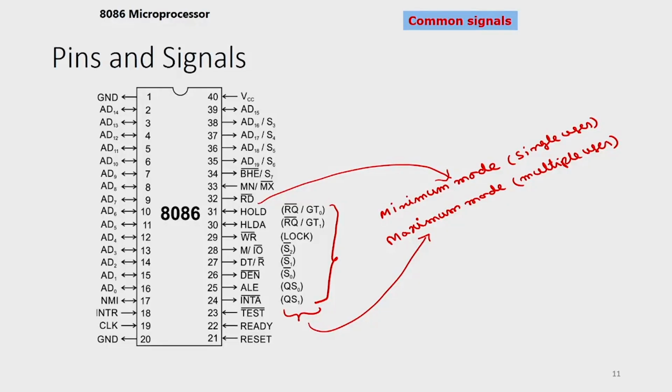For the functions of each pin, most of the signals we have already discussed, like NMI, INTR, reset, hold acknowledge. Whichever signals we have missed, we will discuss in the next class. After that we will go to the instructions of 8086.